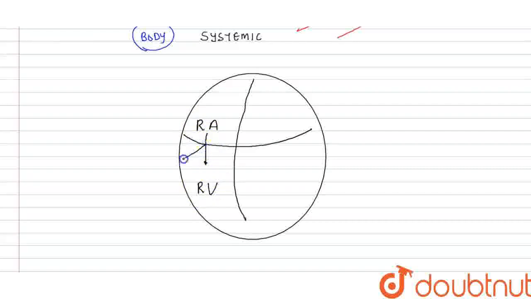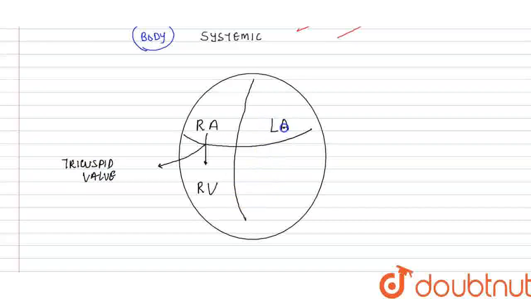All right, and this valve present over here is the tricuspid valve. This is the tricuspid valve. Okay, tricuspid valve. First understand the circulation, and then I want to explain to you how it happens.